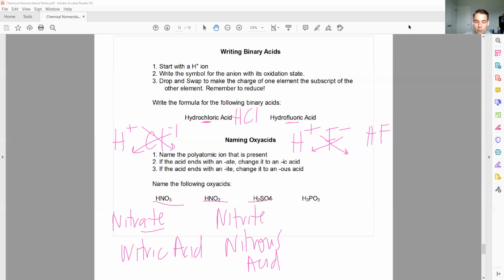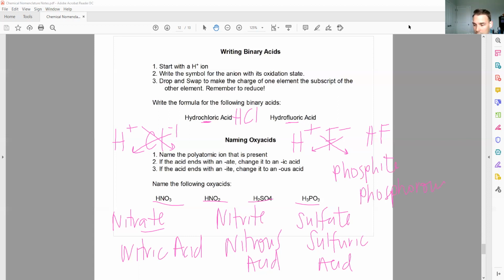Okay, H2SO4 is a little bit different. That's sulfate. The ate turns into ic acid. It's actually sulfuric acid. It's a little bit different, not too crazy. And then H3PO3. PO3 is phosphite, and this turns into phosphorous acid. So sulfate and phosphite are a little bit different.